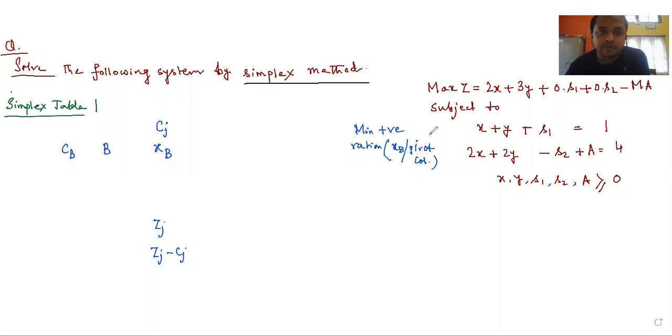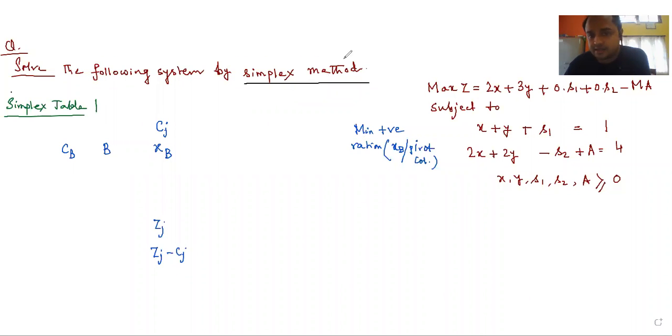This is the format of the simplex table. You have to memorize this format every time you draw the simplex table. Okay. How many rows are there? 1, 2, 3, 4. How many columns are there? 1, 2, 3, 4. Okay.